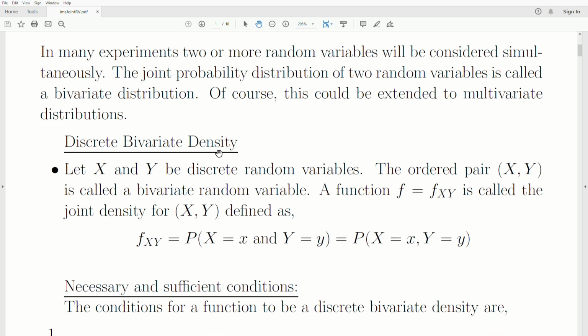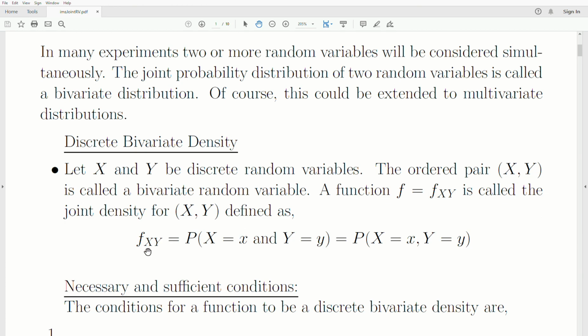So the discrete bivariate density is this. Let x and y be discrete random variables. The ordered pair (x, y) is called a bivariate random variable. Now the function f, and if there's any doubt, you put little subscripts x and y, is called the joint density for the ordered pair (x, y).